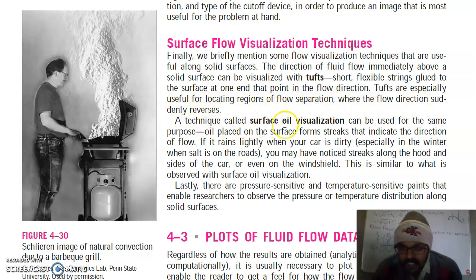A technique called surface oil visualization can be used for the same purpose. Oil placed on the surface forms streaks that indicate the direction of flow. If it rains lightly when your car is dirty, especially in the winter when salt is on the roads, you may have noticed streaks along the hood and sides of the car or even on the windshield. This is similar to what is observed with surface oil visualization.